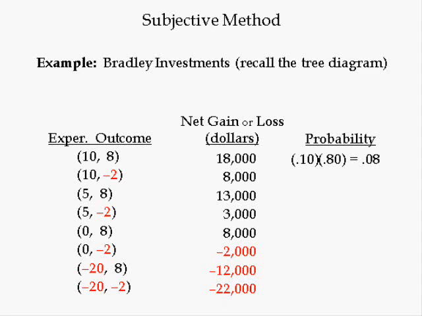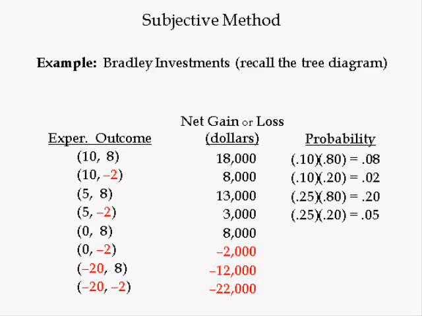The subjective probability of $10,000 minus $2,000 is found by multiplying the probabilities corresponding to $10,000 and minus $2,000, which equals 0.1 times 0.20, or 0.02. The subjective probability of 5,000 plus 8,000 is found by multiplying the probabilities corresponding to 5,000 and 8,000, which are 0.25 and 0.80, which equals 0.20. The subjective probability of 5,000 minus 2,000 is found by multiplying the probabilities corresponding to 5,000 and negative 2,000, which equals 0.25 times 0.20, or 0.05.